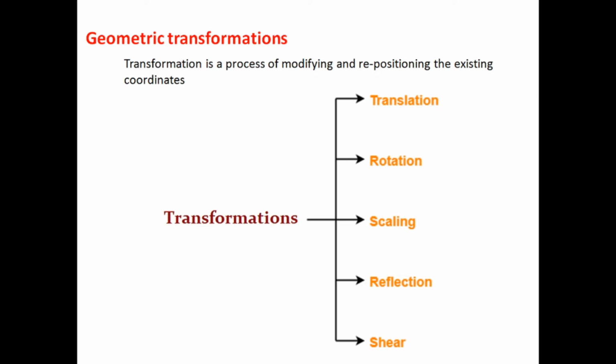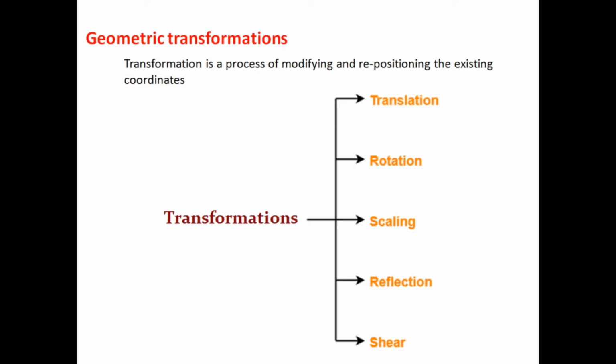So initially the ball was in some location. After 2 or 3 seconds, the ball is getting displaced to some other location. That means it is getting transformed. So that means the ball is undergoing a 3D transformation, and the same can be visualized in the image plane as a 2D transformation, right? So what exactly is the transformation? Transformation is a process of modifying and repositioning the existing coordinates. So it may be 3D coordinates or it may be 2D coordinates.